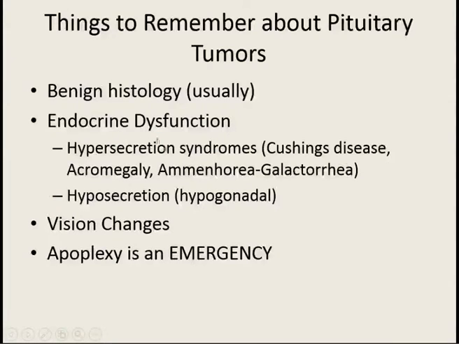Endocrine dysfunction, so again, hypersecretory syndrome such as Cushing's disease, acromegaly, amenorrhea, galactorrhea syndrome from prolactinomas, and then hyposecretion. So everybody's seen the commercial with low T, and the man sitting in the corner, sort of in the shade, and that's very, very common, is a patient suffering from hypogonadism. Vision changes, and then apoplexy.